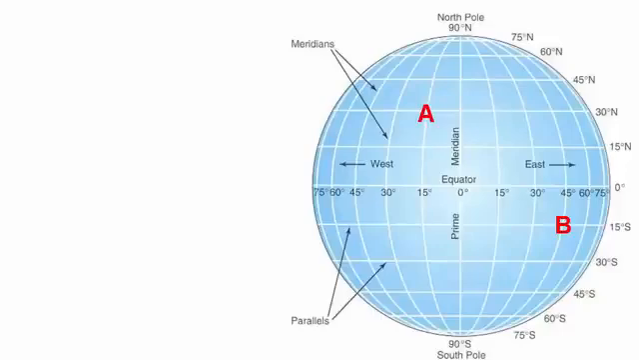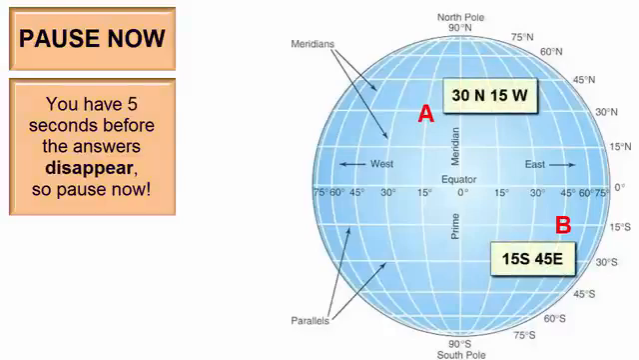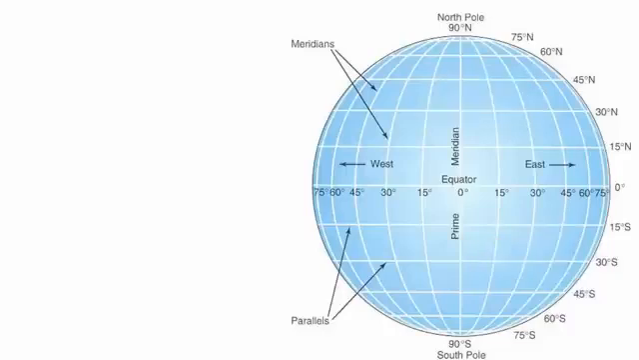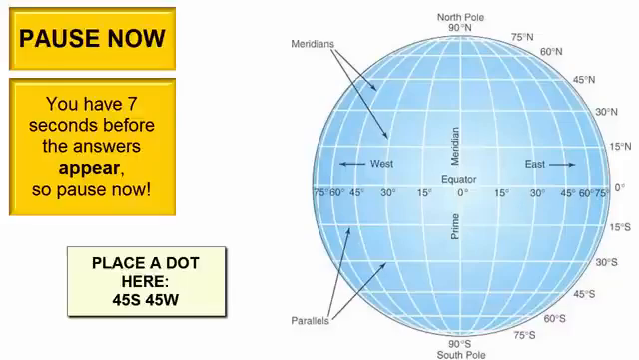Now, pause the video and test your understanding by accurately locating points A and B as shown in this image. Pause now. Now, try to accurately locate or place a dot on the spot that is located 45 degrees south of the equator and 45 degrees west of the prime meridian. Pause now.